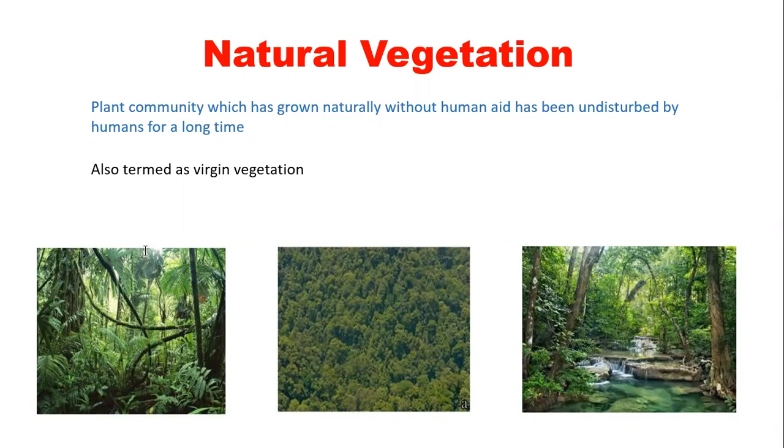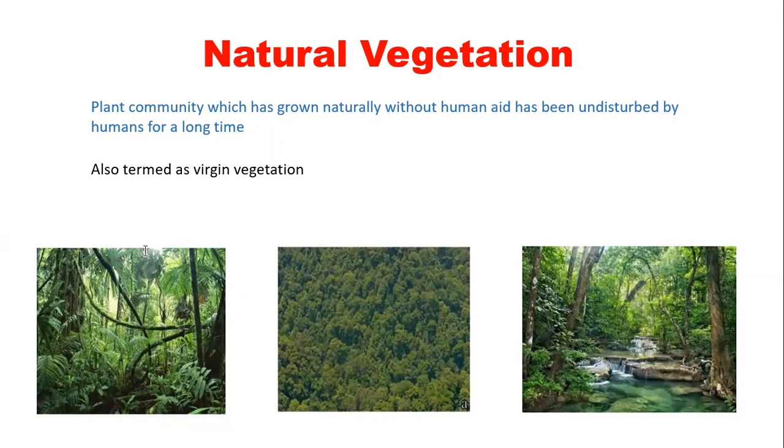Natural vegetation refers to a plant community which has grown naturally without any human aid, and it has been left undisturbed by humans for a very long time. This term is also called virgin vegetation. Virgin vegetations that are purely Indian are known as endemic or indigenous species. But those virgin vegetations which have come from outside India are termed as exotic plants.